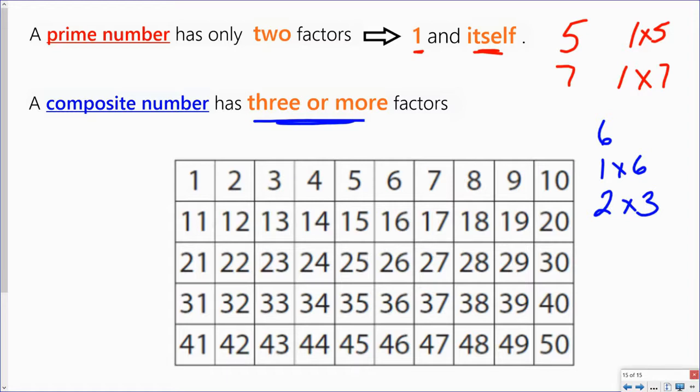So let's take a look at this table here. It's got numbers 1 through 50. We're going to mark numbers either prime or composite. If it's prime, we're going to put a P, and if it's composite, we're going to put a C. So first, we're going to start with 1. 1 is neither prime nor composite, so we're going to leave that one alone.